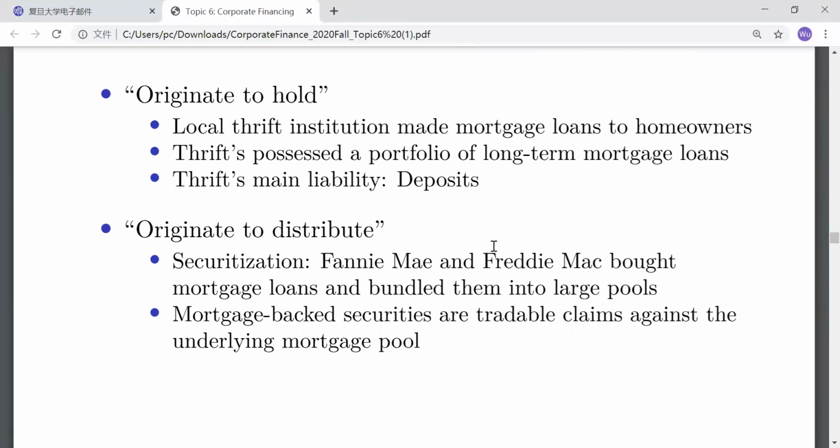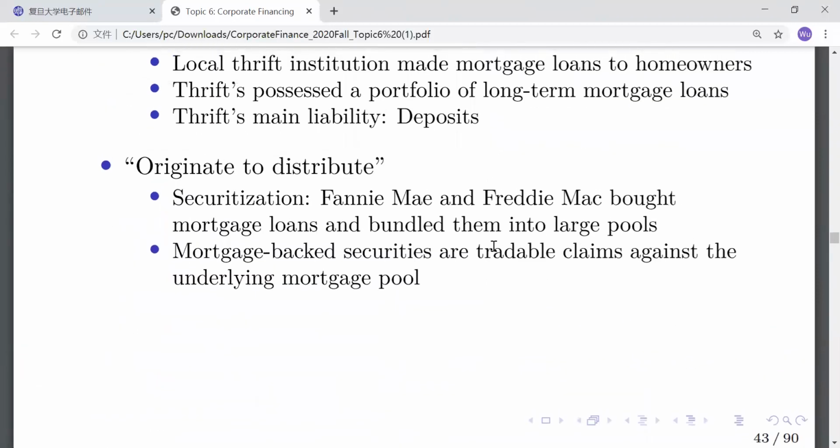The key risk here is that as long as the underlying mortgages default, then the mortgage-backed security breaks down, right? Because investors buy the mortgage-backed security in order to receive those payments. But if the underlying mortgage breaks down, then the mortgage-backed security will be worthless.